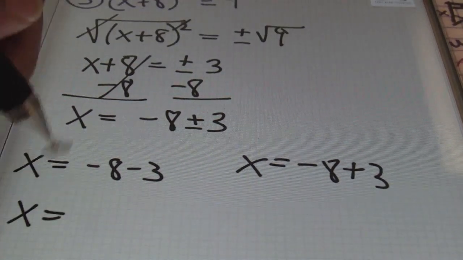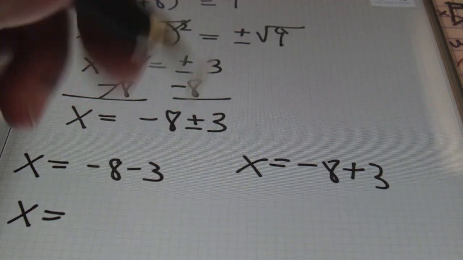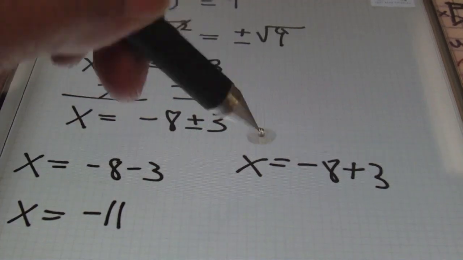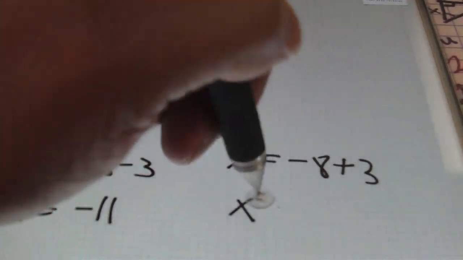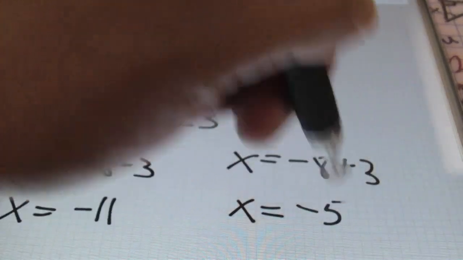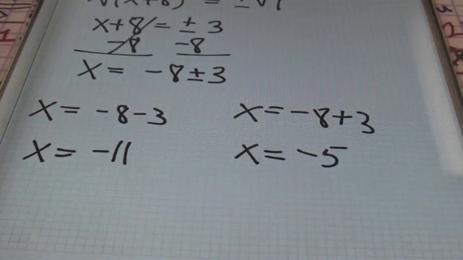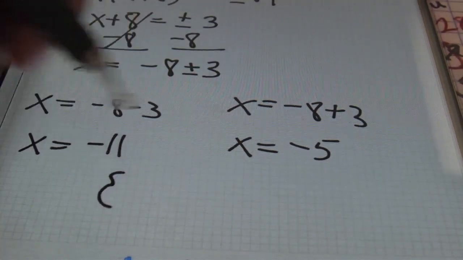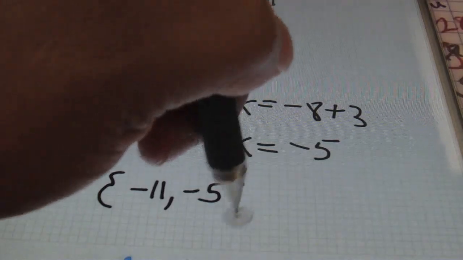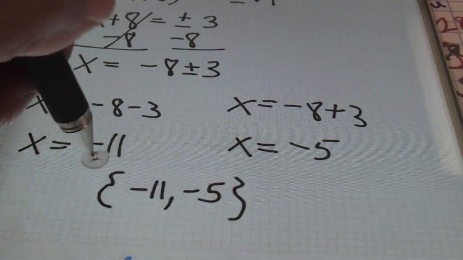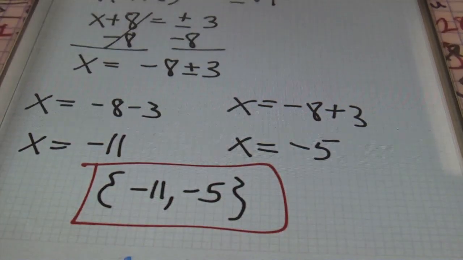So here on the left equation, I have x is equivalent to negative 11. And on the right equation, I have x is equivalent to negative 5. So your 2 solutions here, ladies and gentlemen, will be negative 11 and negative 5. So let me get my brace working here. You'll please forgive me for that jacked up brace. And that's going to be my result here, negative 11 and negative 5.